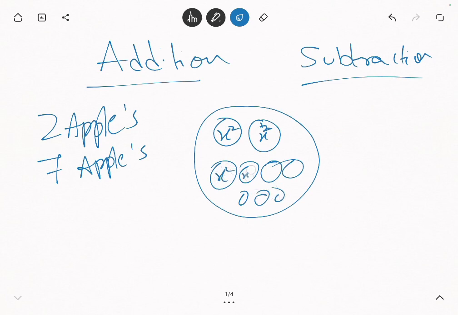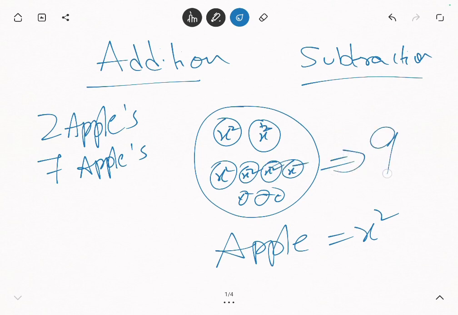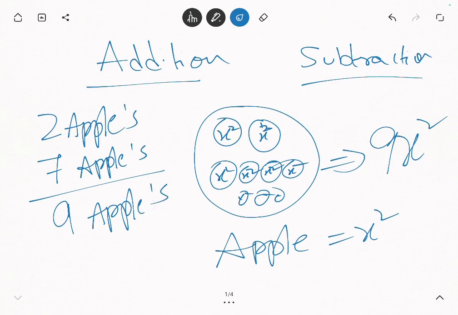which are all x square, x square, x square, x square. I named the apples as x square, right? An apple is equal to x square. So if I add all the apples in this basket, what is the final result I will get? 1, 2, 3, 4, 5, 6, 7, 8, 9. All these are apples. I will get 9 apples. Rather than writing 9 apples, I simply write 9x square. Hope you understood this very well.